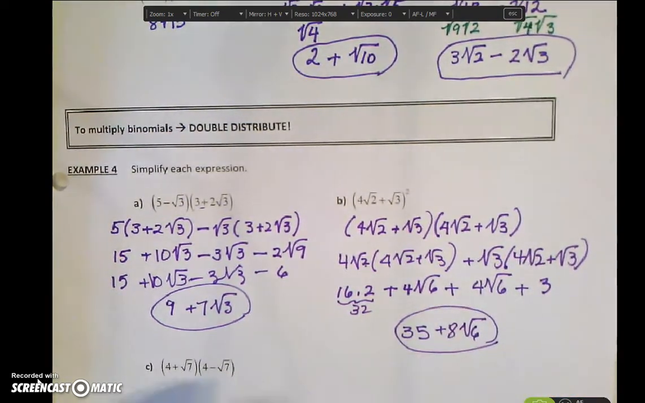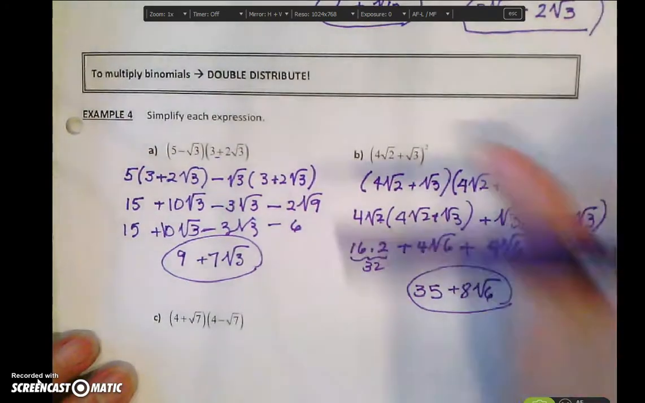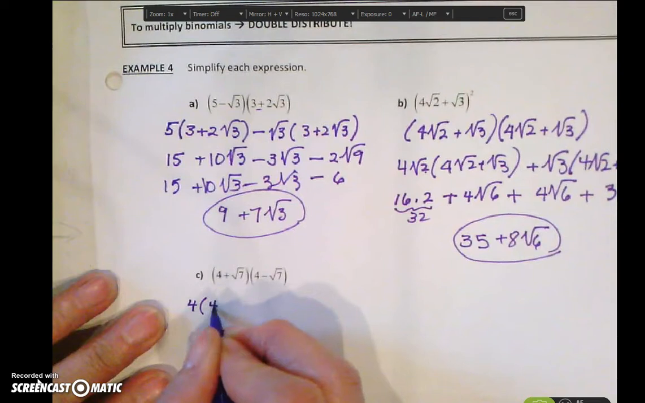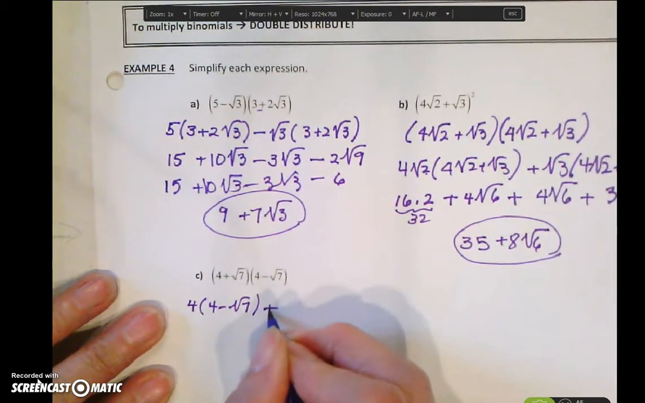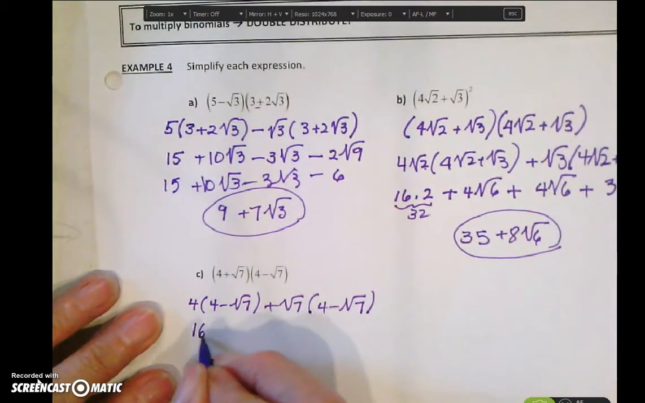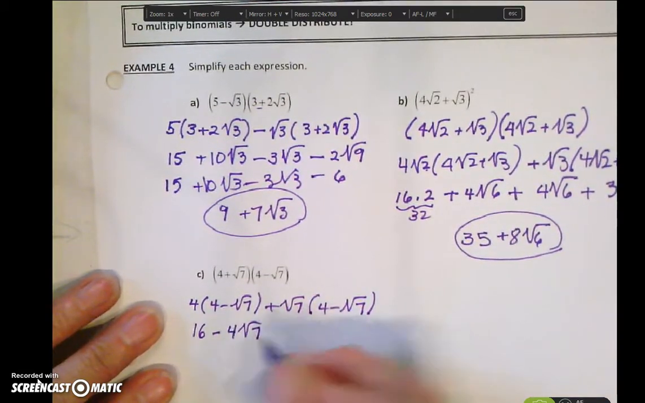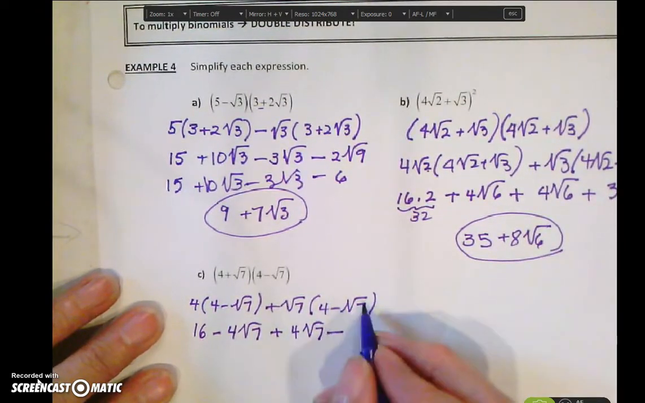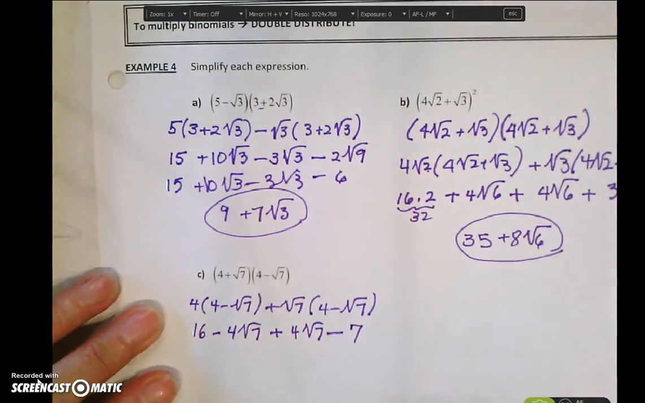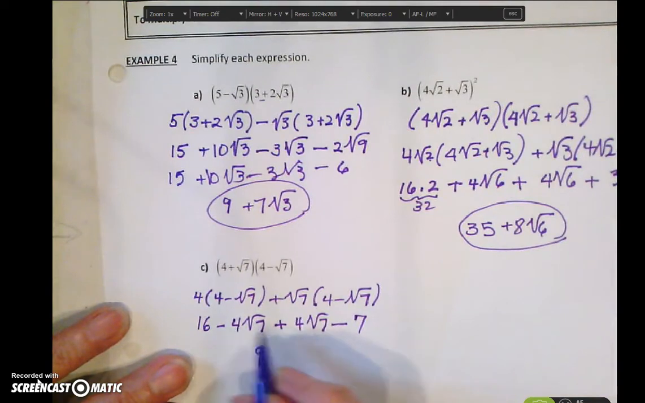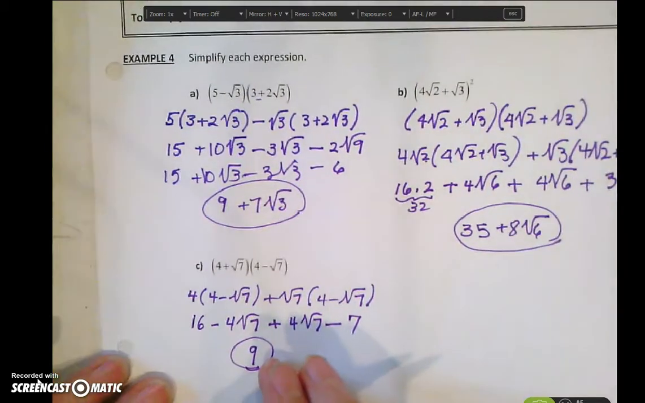And then finally, this last one, again, double distribute. So we get 4 times 4 minus radical 7 plus radical 7 times 4 minus radical 7. So that gives me 16 minus 4 radical 7 plus 4 radical 7 minus, and then square root of 7 times square root of 7 is 7. So I get 16 minus 7 is 9. And then negative 4 radical 7 plus 4 radical 7 is 0. And my answer is 9.